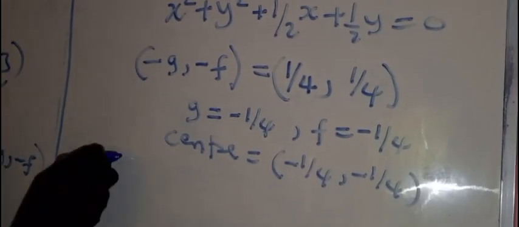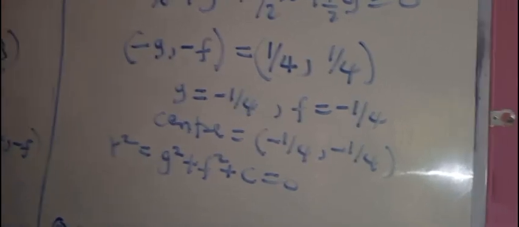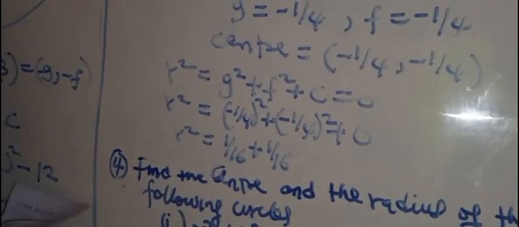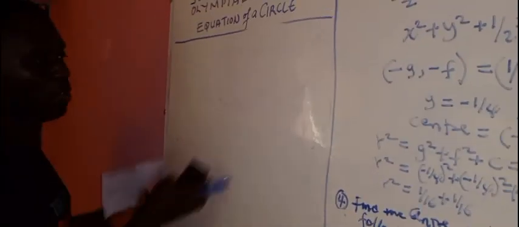Now, to get the radius, r squared equals g squared plus f squared plus or minus c, where c equals 0. Okay, so r squared now gives us, what is this? That is minus 1 over 4 squared plus minus 1 over 4 squared plus 0 because the constant does not exist there. Okay, so r squared will be 1 over 16 plus 1 over 16. Okay, let me clean this one here. Let me complete it here. Okay, now this gives us plus that 0.